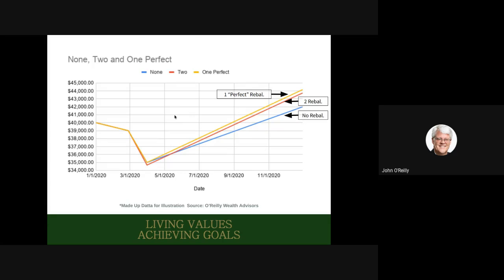So this is the chart we're looking at here. We're starting with the $40,000 total. We're not separately showing the bonds and stocks, just the total value. Here we have the stocks go down by 10% and the bonds go up by 5%. Let me show that to you in a second. By the way, just see the colors. The blue is no rebalances, the red is two rebalances, and the gold color is one perfect rebalance. And here they are shown here.